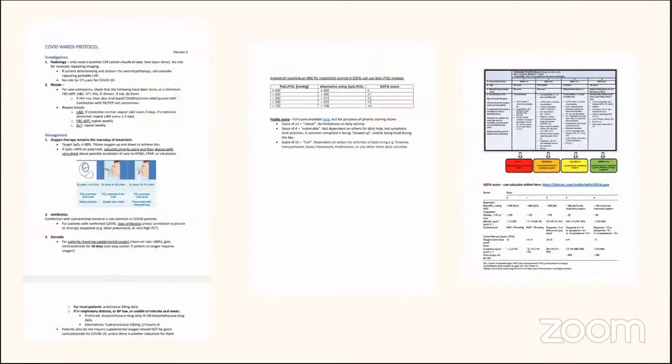So this is the COVID wards protocol for Helen Joseph Hospital. We just thought we'd use this as an example. It's not to criticize what they've done. It's just quite a good example to see how to appraise a guideline.